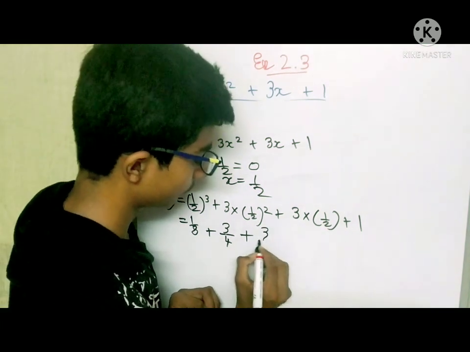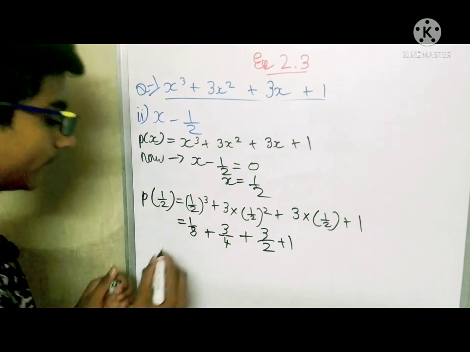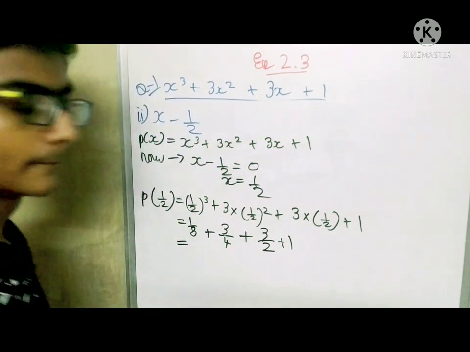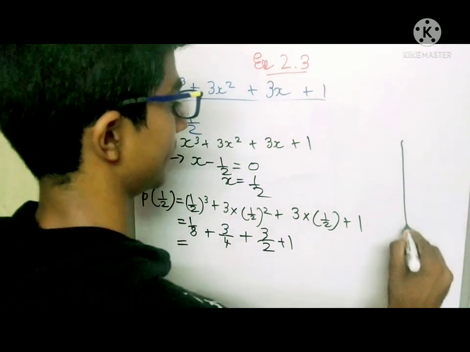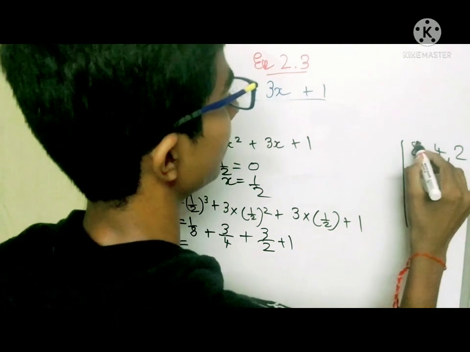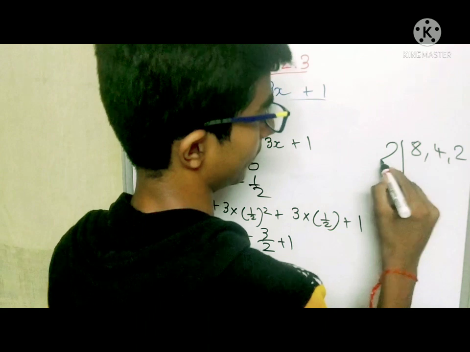So here also 3 upon 2 plus 1. So now what we did in class 6-7, we are going to do here. We are going to find the LCM of 8, 4, 2. The LCM will be 8, but just for simple understanding, I am showing how to find the LCM.